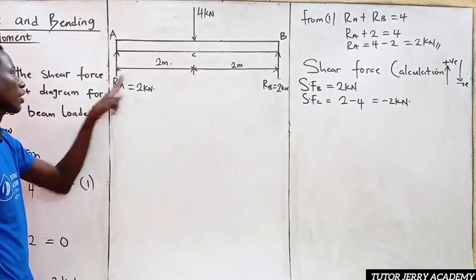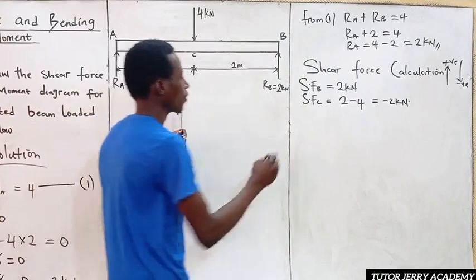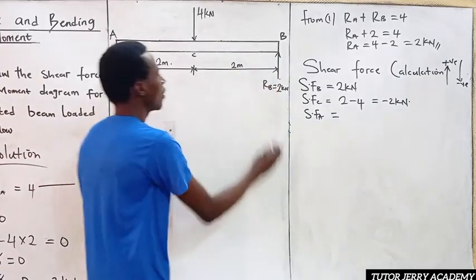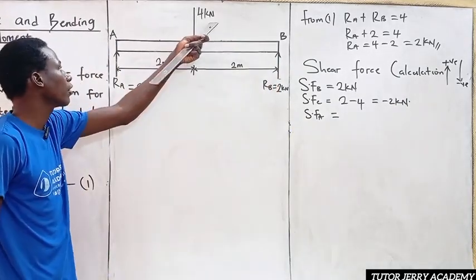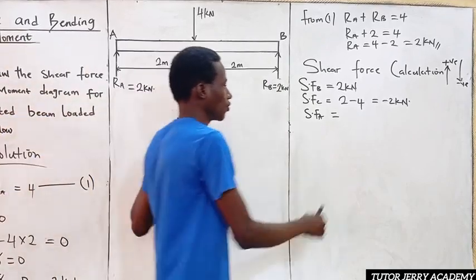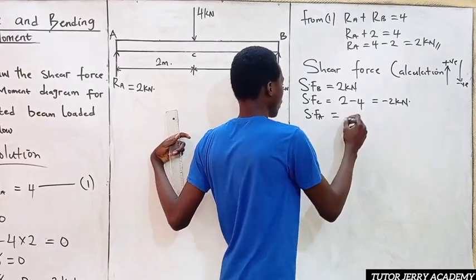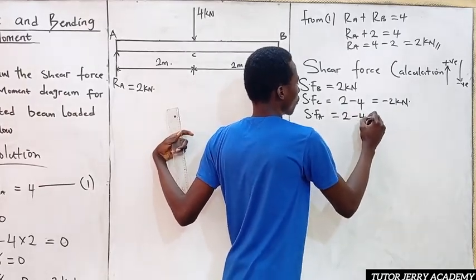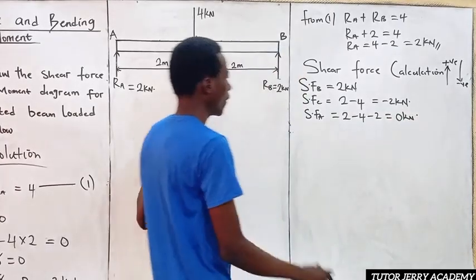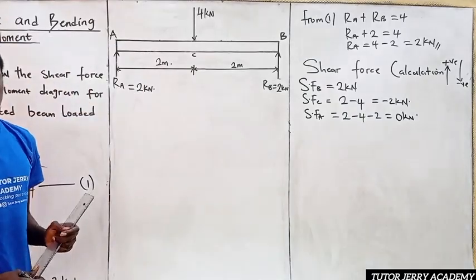Next is our shear force at A. So our shear force at A will be equal to 2 kilonewton minus 4 kilonewton plus 2 kilonewton. Of course, it will be nothing but 0. So let's just write that. We have 2 minus 4 plus 2, which is equal to 0 kilonewton. So this is what we have for our shear force calculation.